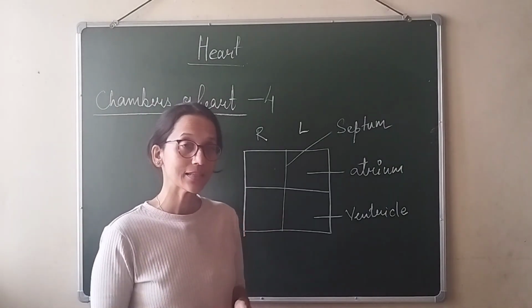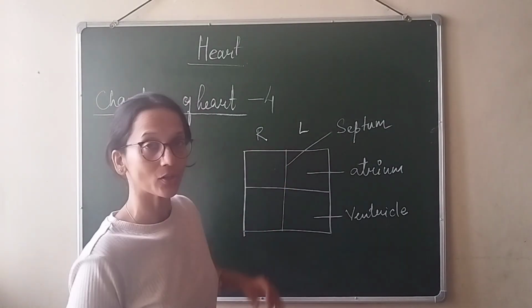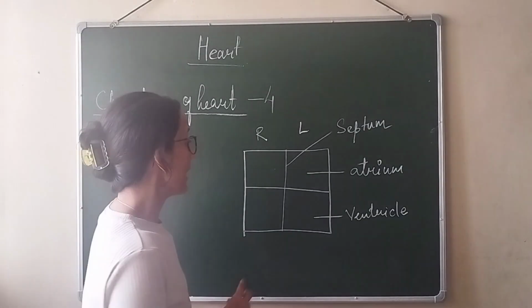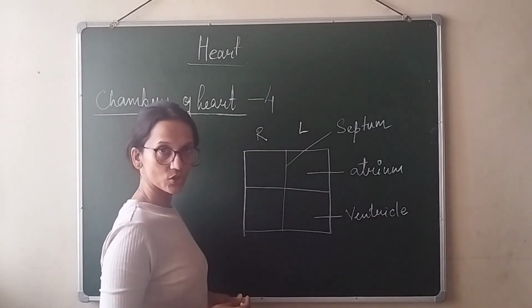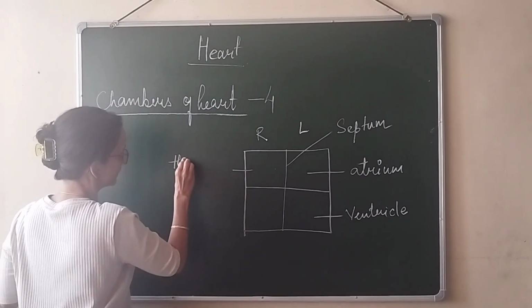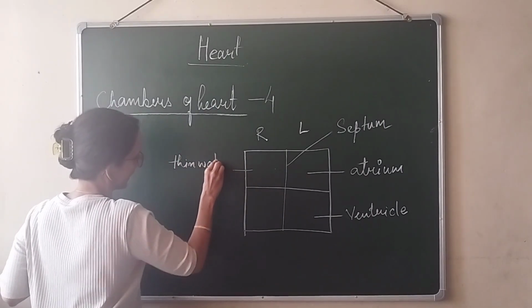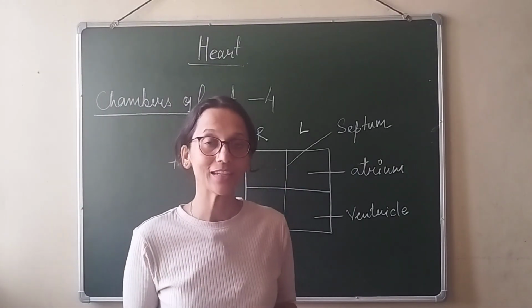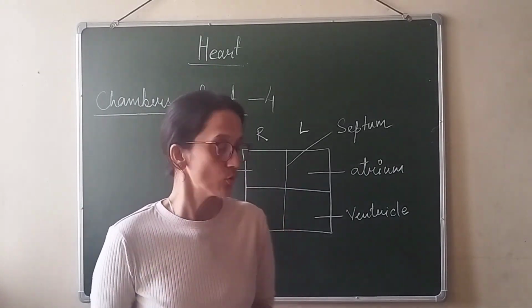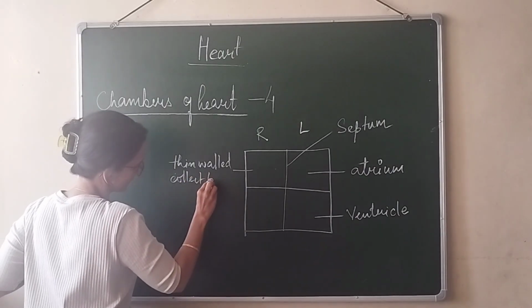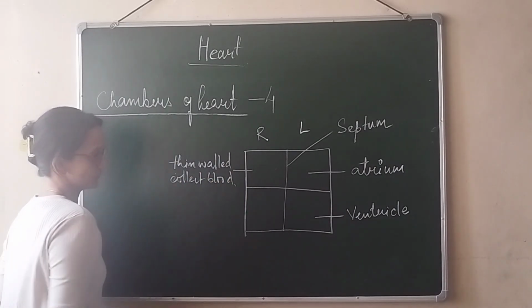So now let us discuss if there is any structural difference between the upper and the lower chambers of the heart. The upper chambers of the heart, which is the atria, they are thin walled. And there is a reason why, because their function is to collect blood. So they basically do what? They collect blood. From where? I will explain it afterwards.